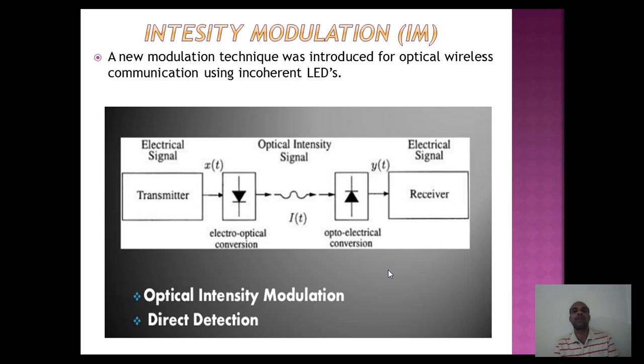Intensity modulation. When you are using LEDs, depending on the intensity, the data is modulated. This is a new modulation technique exclusively for visible light communication, which works under optical wireless communication. The information is varied depending on the intensity of light. As a result, the signal that modulates the LED is strictly positive and real valued. The major challenge in optical wireless communication is how to convert complex values and bipolar values into unipolar and real valued signals without affecting the bit error performance. This can be achieved by orthogonal frequency division multiplexing, that is OFDM, which we discussed just now.